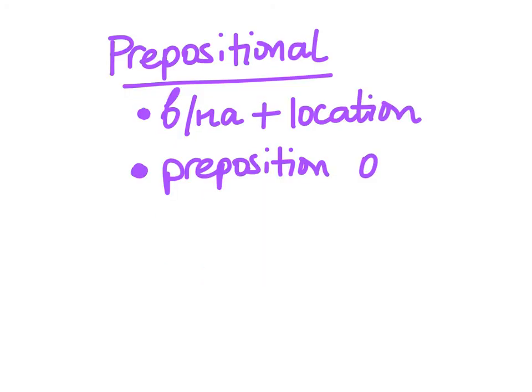We use prepositional in a limited number of instances. "В", "на" plus location, of course, like "я живу в Мичигане," or with the preposition "о." Мы говорили о Путине.